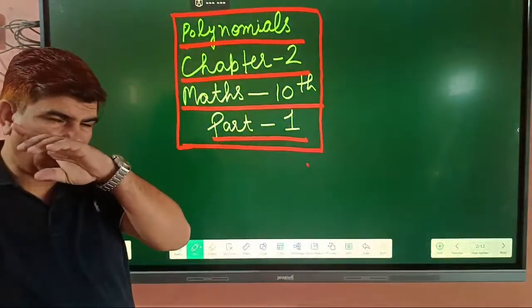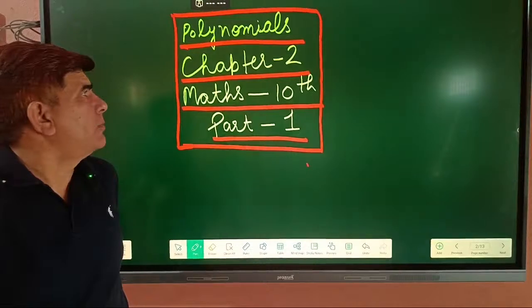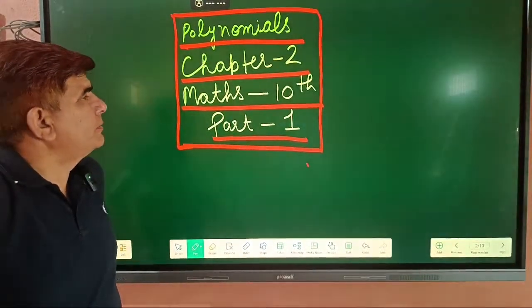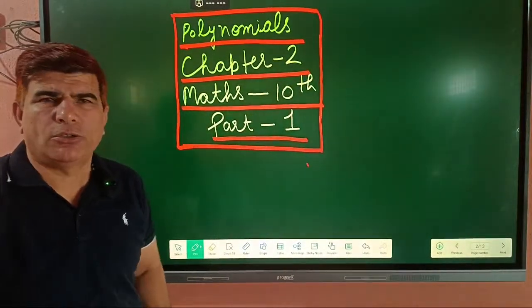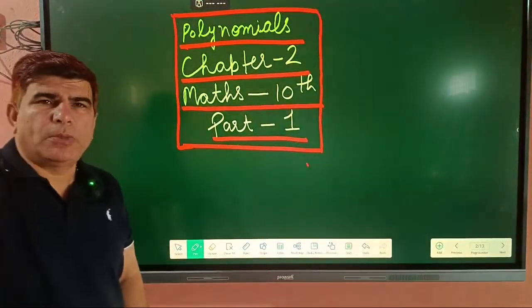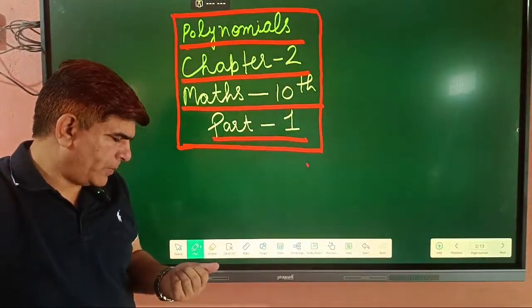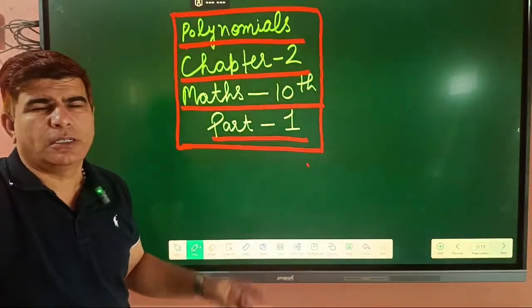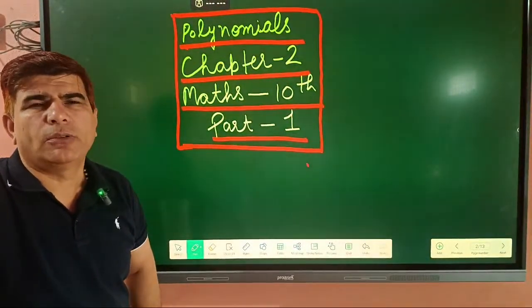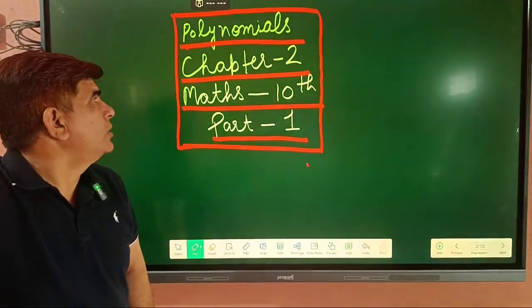Today we will start the next chapter of mathematics. What's the name of the chapter? Polynomials, Chapter 2. The first chapter we have done, and it's my suggestion you solve the complete chapter and the questions that came in the board exam in the last 10 years if you want to get full marks in that chapter. So the second chapter name is polynomial.